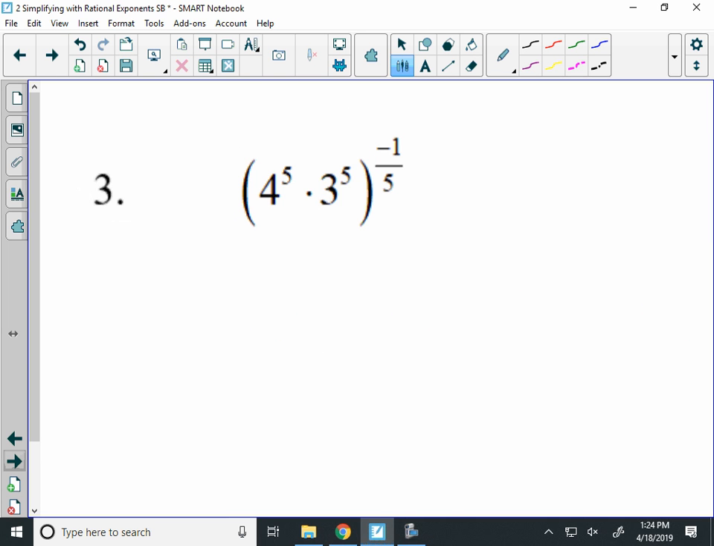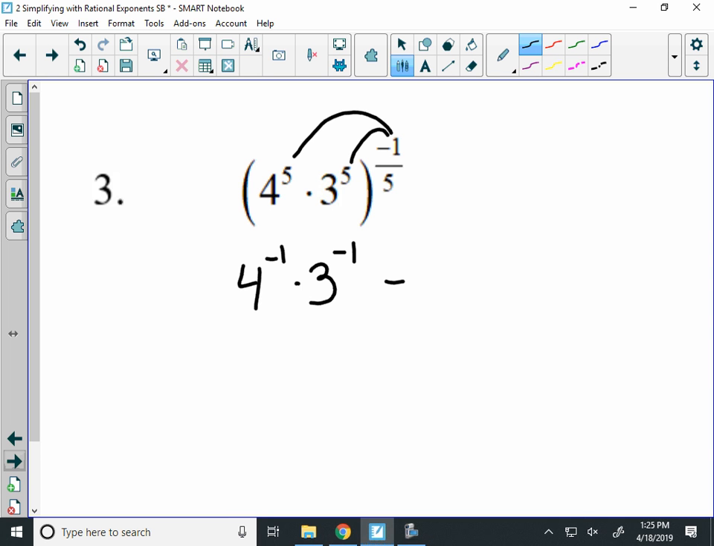So now I have 4 to the 5th times 3 to the 5th, all to the negative 1/5 power. Now, yes, we will have negatives, we will move them, but I think to start, it makes a little bit of sense to deal with the exponents first and then deal with the negative stuff. At least that's what I like to do. What is 5 times negative 1/5? Negative 5/5, which is negative 1. So it's 4 to the negative 1 power. Well, again, same thing. 5 times negative 1/5 is 3 to the negative 1 power.